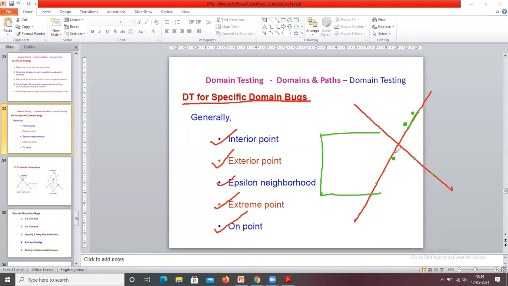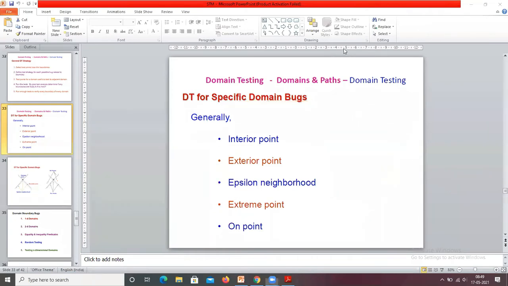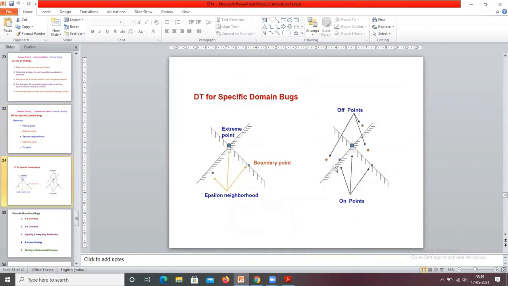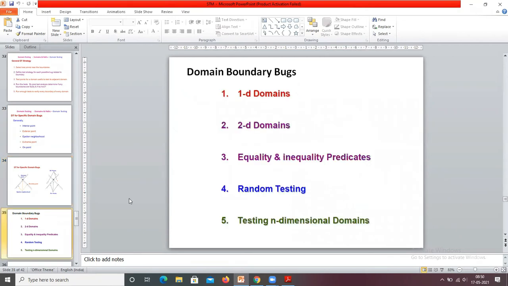Okay. And next one, testing one-dimensional domains. One dimension is nothing but, here we have only one. So this is the diagrammatic representation: extreme point, boundary point, epsilon neighborhood. So this is the distance, and off point and on point. Okay. Now testing one-dimensional domains.